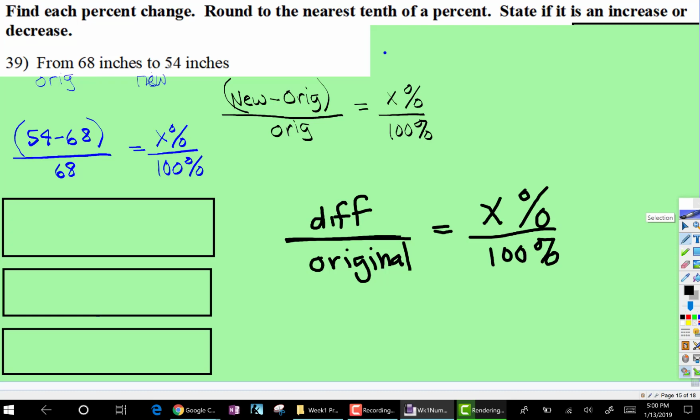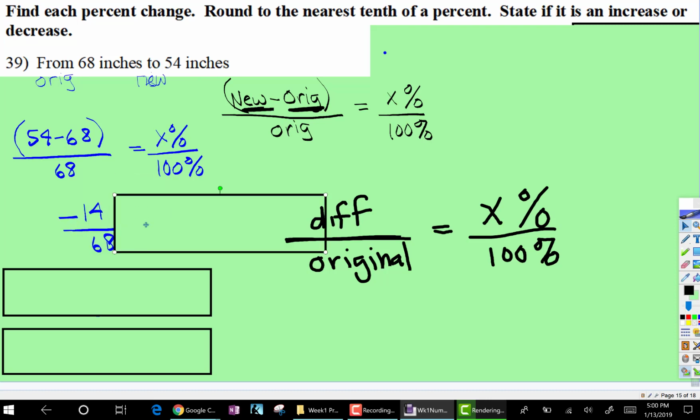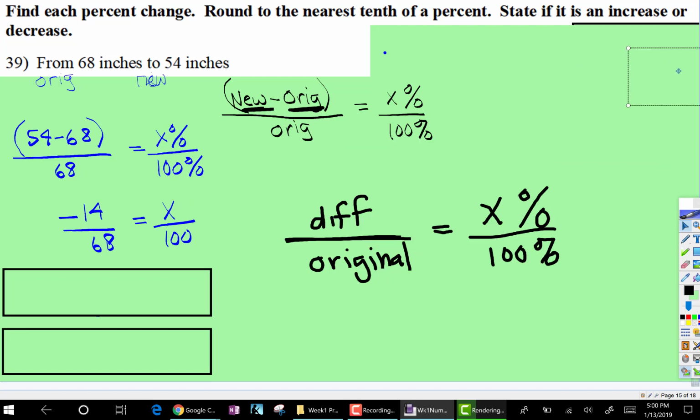So let's see what we have. 68 is the original. 54 is the new. And remember, it's the difference. But here's the tricky part. You take the new, subtract the original. So 54 subtract, that means it's a decrease, right? If you go from 68 to 54, that's a decrease. So 54 subtract 68 is negative 14 over 68 is equal to x over 100. And keep in mind, we're going to be looking for a percent. I just ignored the percent symbols right now.